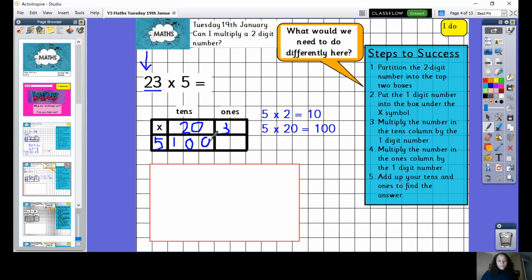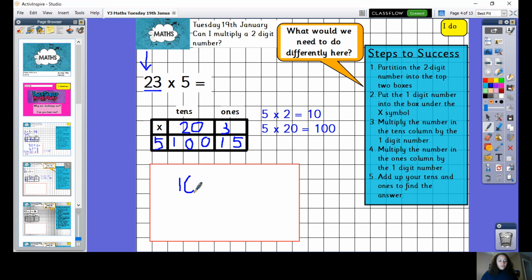Okay. Now the next step, I'm back onto step 4 again, okay? So this time I'm doing 5 times 3. So I'm going to count up in 3s 5 times. I'm going to go 3, 6, 9, 12, and 15. My answer goes into this box here. Okay. I'm still on my track for my steps to success. I'm now adding up the answers that I've worked out. So I'm adding up 100 plus 15.